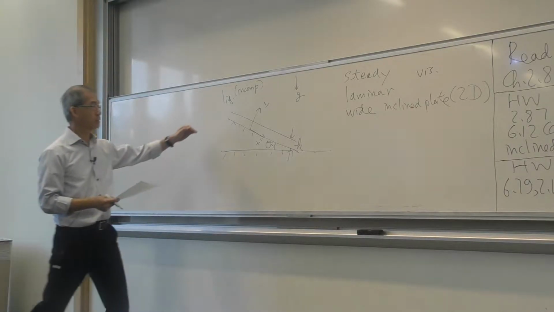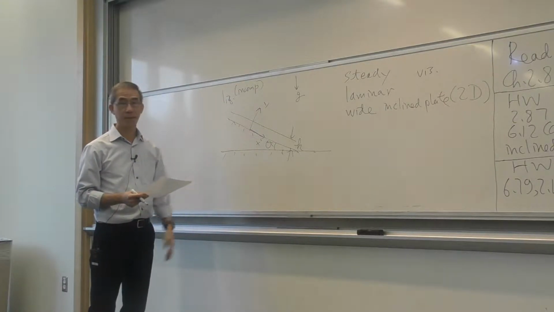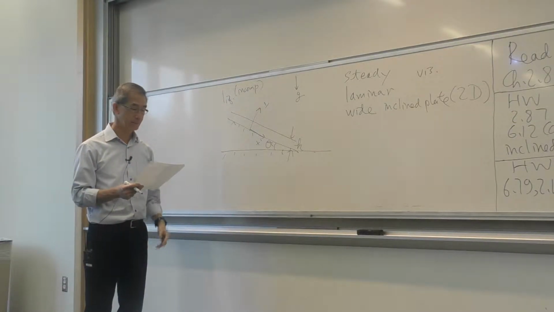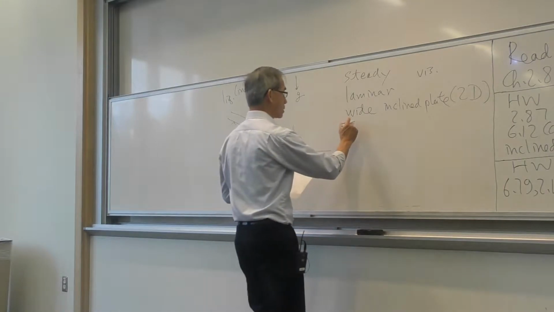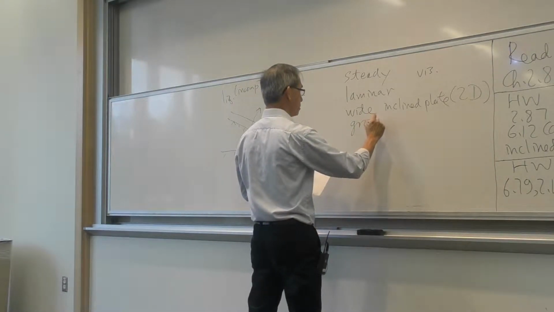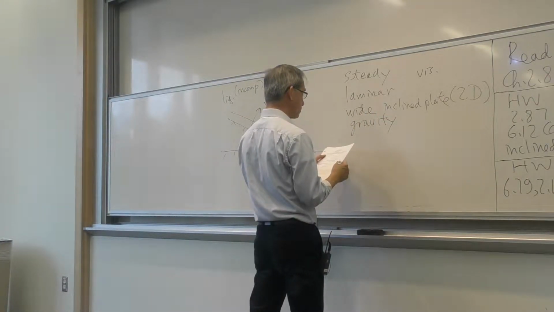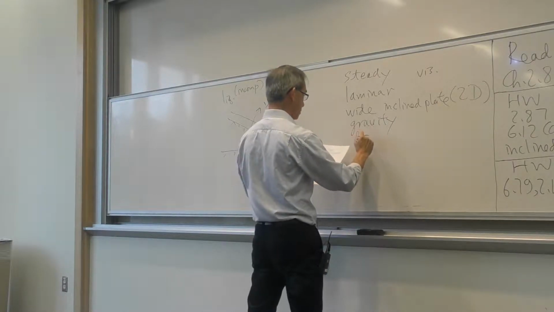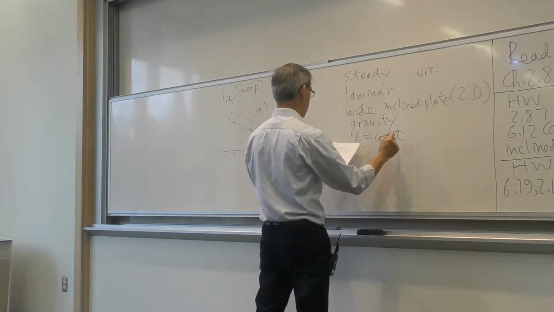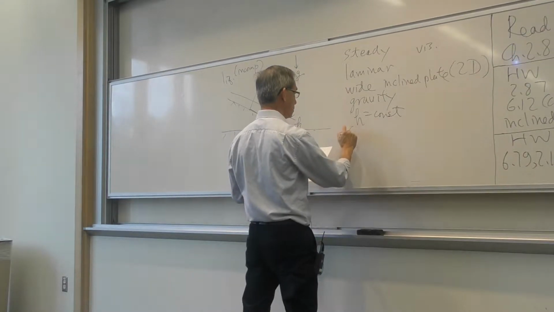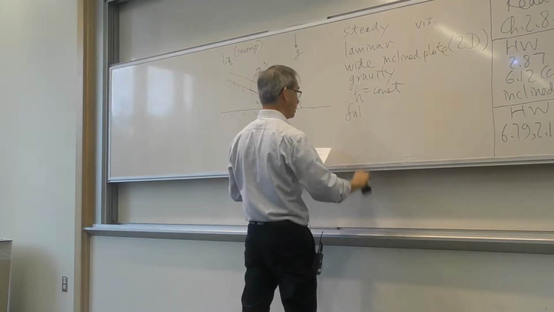So the sheet of water or liquid coming down the plate is driven partly by gravity, and it says so. So you cannot neglect gravity, because then you don't have a problem. H is a constant thickness. And here's a very important word that I hope you interpreted appropriately.